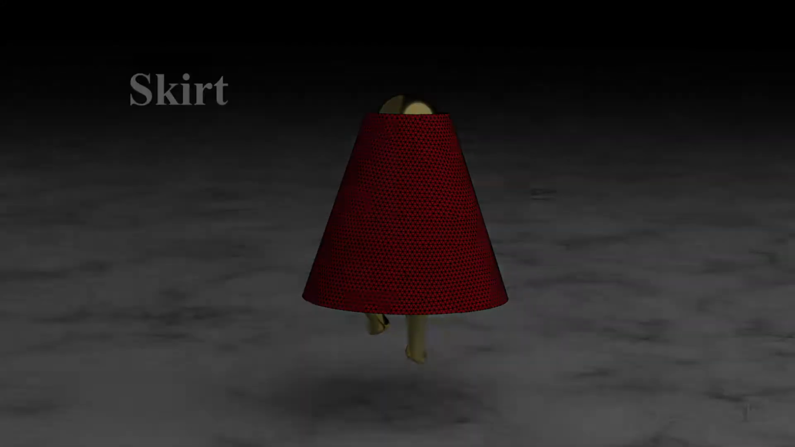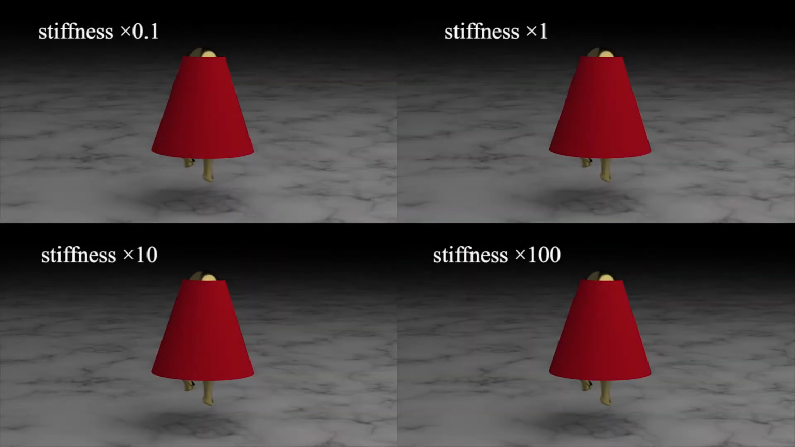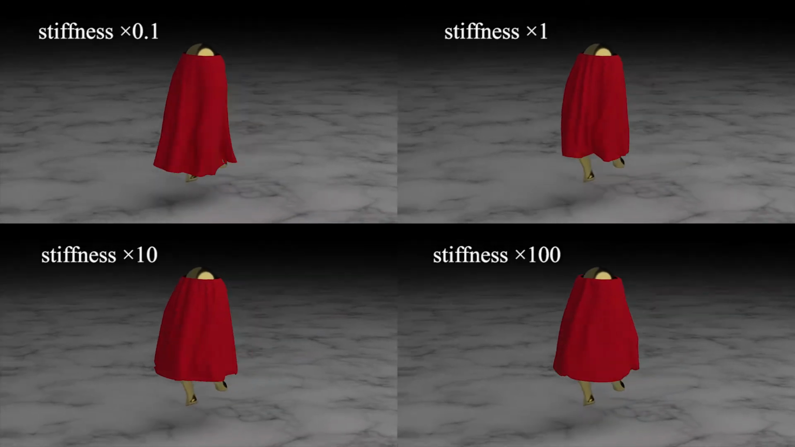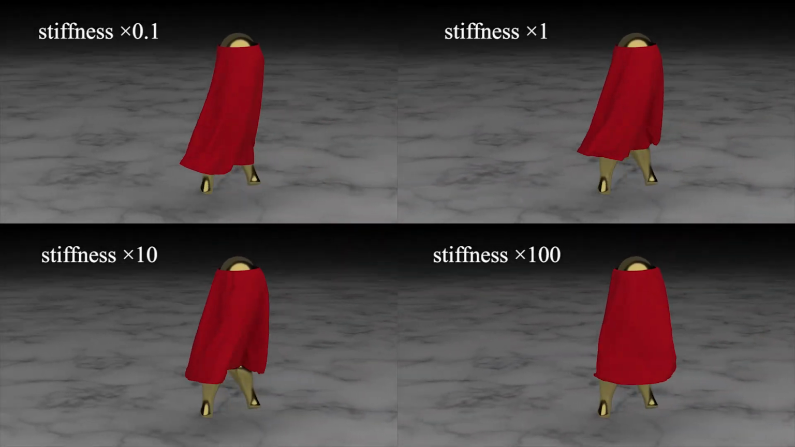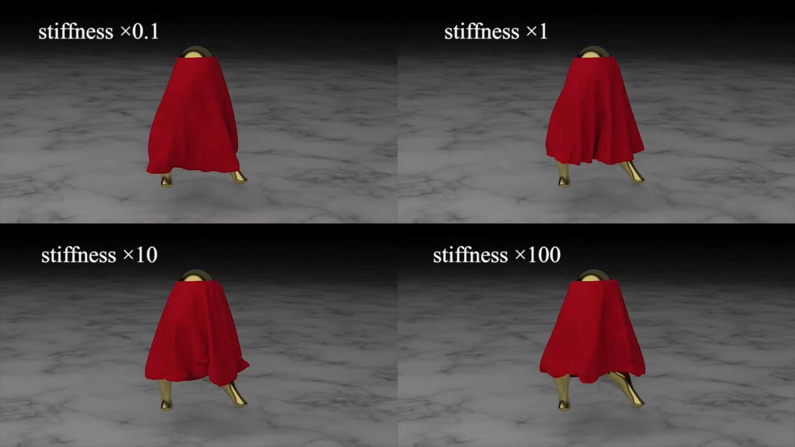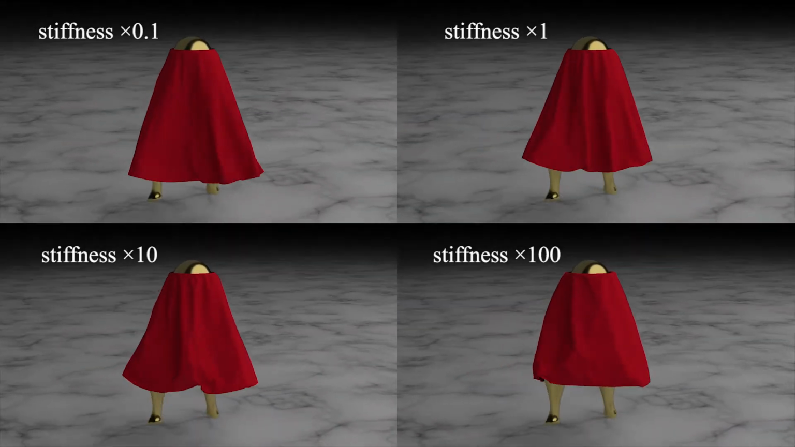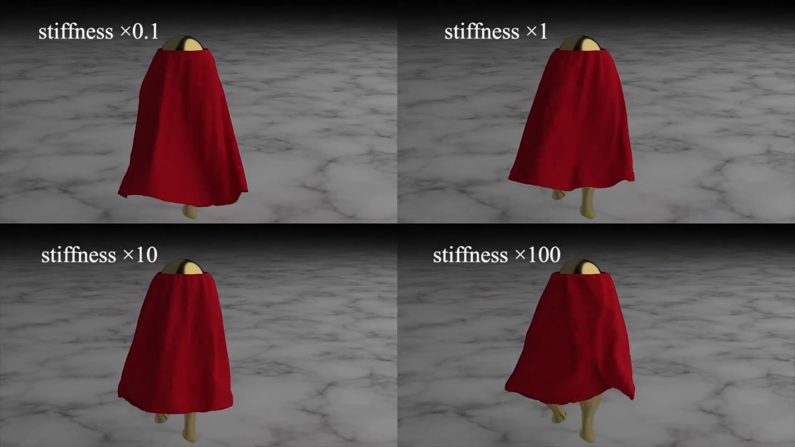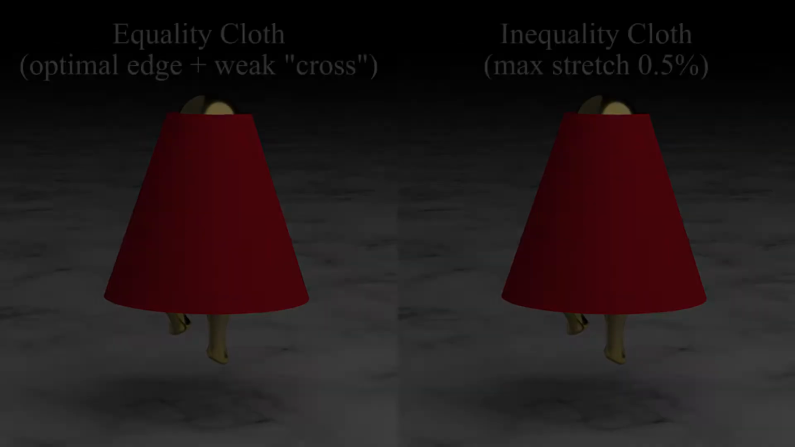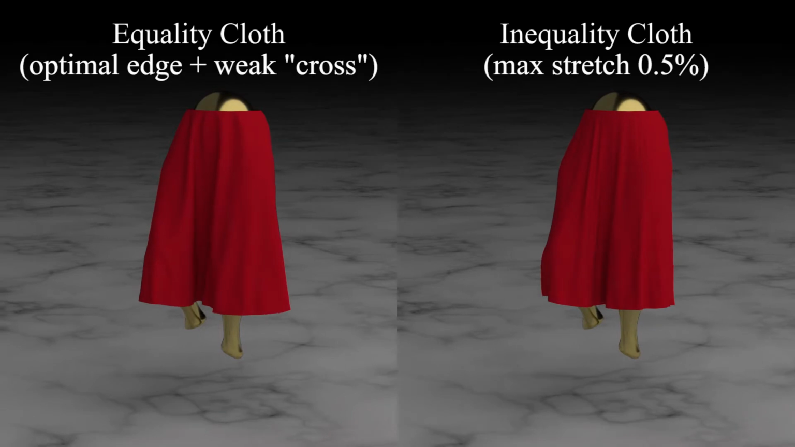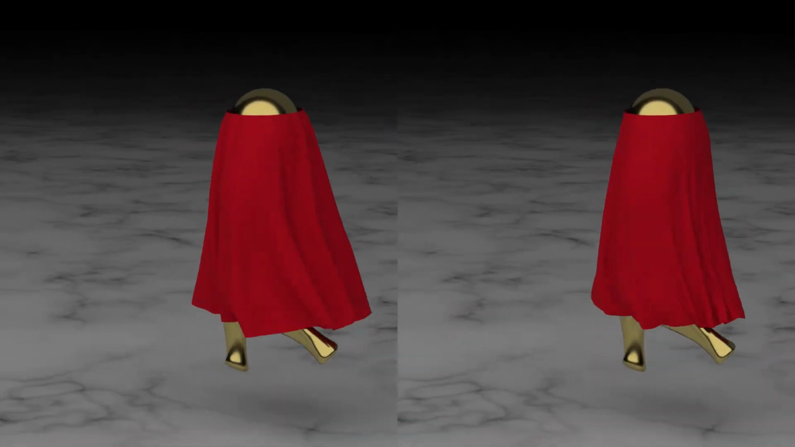Next, we show a skirt walking sequence. Again, we first show a group of equality cloth skirts of varying edge stiffness. The skirt either drops too much or locks and appears crumbly. We pick the best edge stiffness in between the top 2 and add weak cross springs, and compare with our inequality cloth skirt. Notice how much more detail one can see on the inequality cloth skirt.